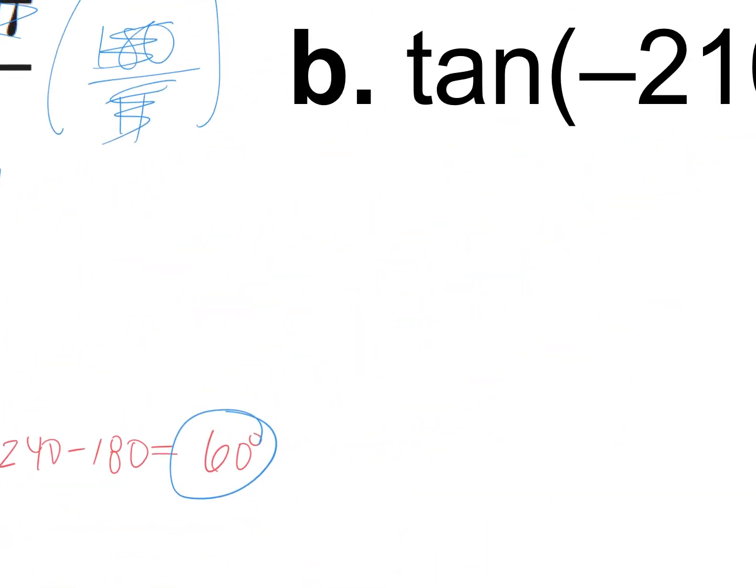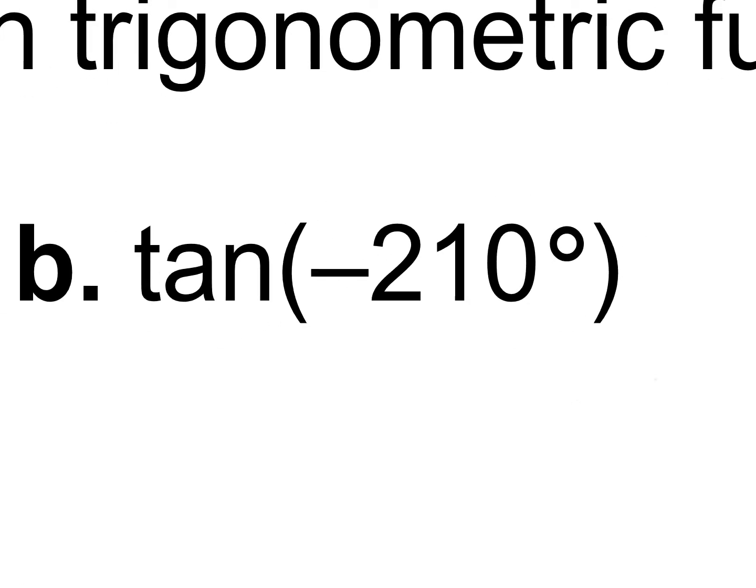All right, so let's look at the next one. It says tangent of -210. Well, what did we do yesterday when we started off with a negative number? We found what? What did we try and find first?